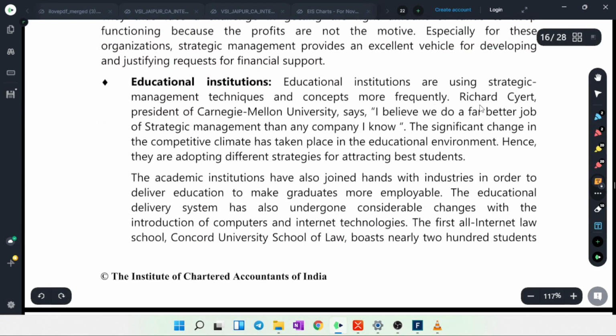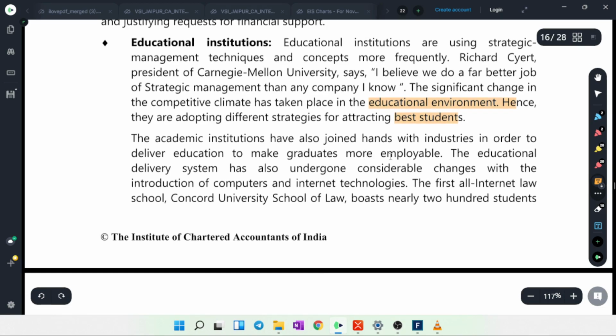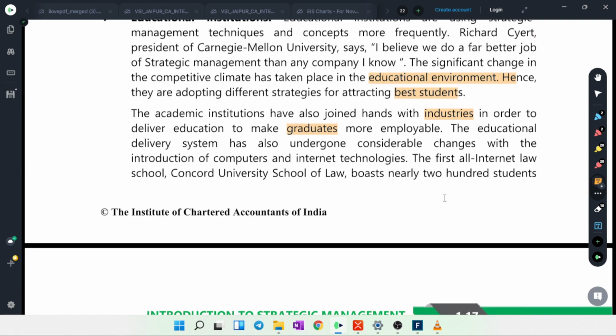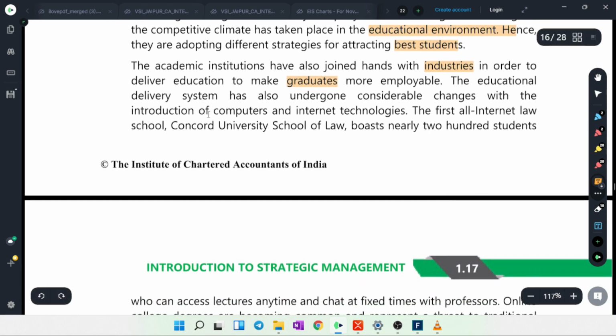Educational institutions are using strategic management techniques and concepts more frequently. A significant change in the competitive climate has taken place in the educational environment. Hence, they are adopting different strategies for attracting the best students. The academic institutions have also joined hands with industries in order to make graduates more employable. The educational delivery system has also undergone considerable changes with the introduction of computers and internet technology.